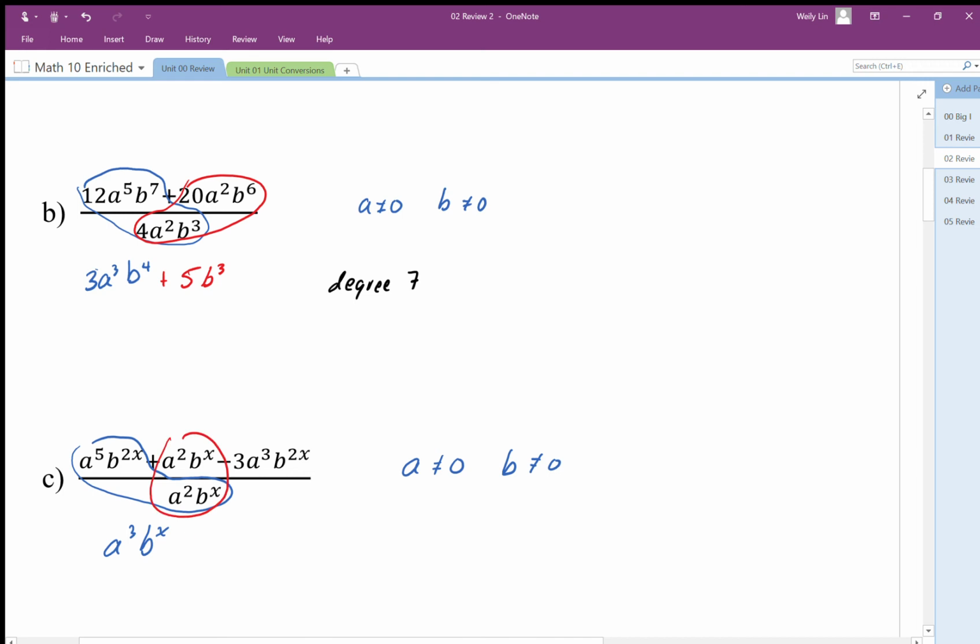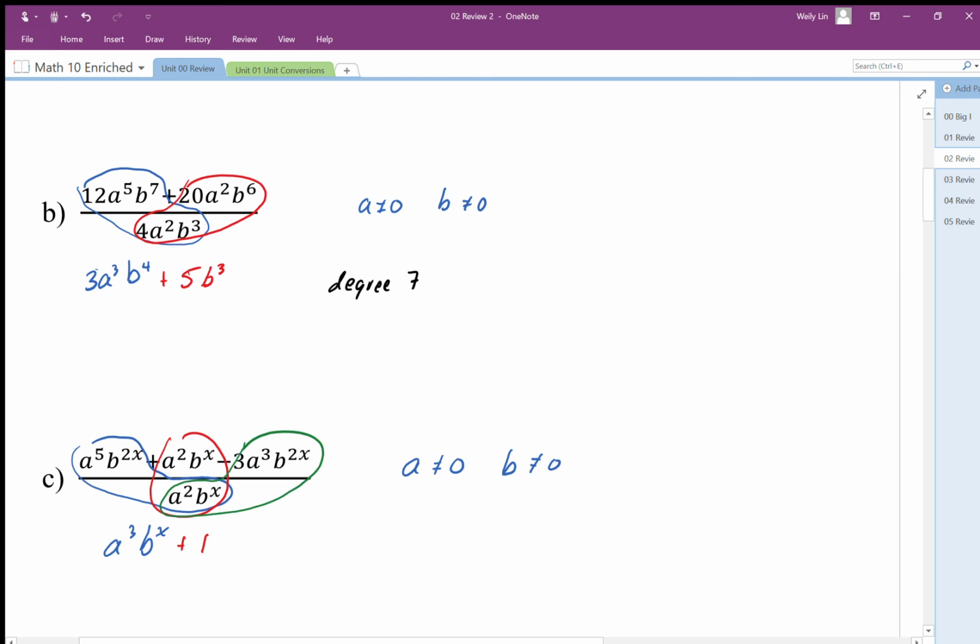Divide that. We end up with a squared b^x over a squared b^x, which is going to be equal to 1. And everything cancels out. All the times here cancel the divide here. And when we cancel times and divide, we're always left with 1. If we cancel add and subtract, we're left with 0. But when we cancel times and divide, we're always left with 1.